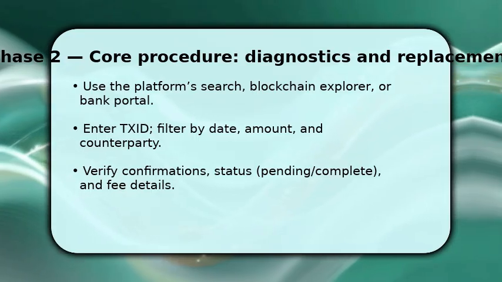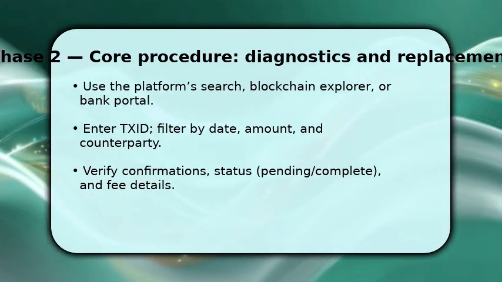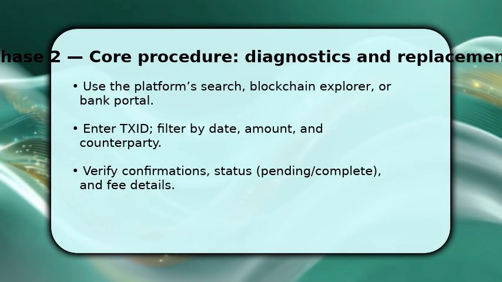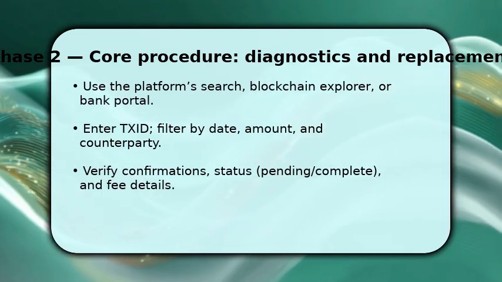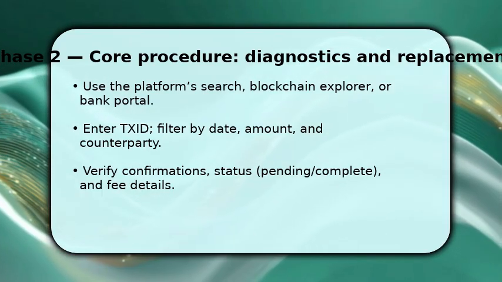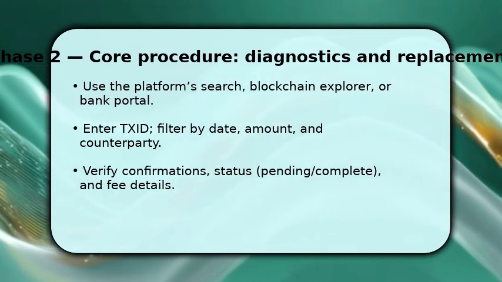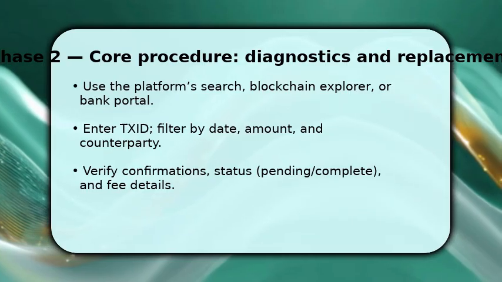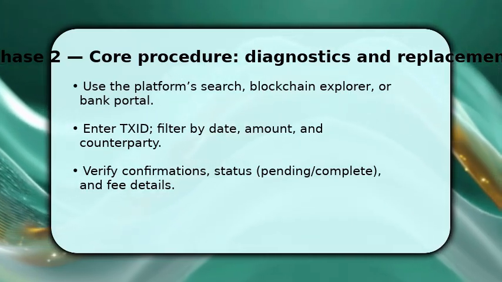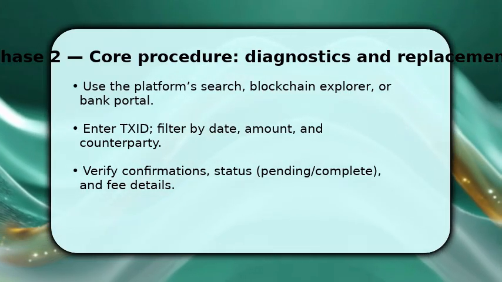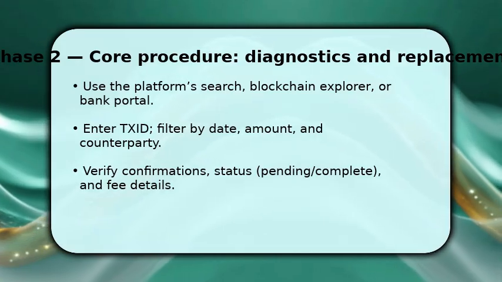Make sure the counterparty matches. You'll see status indicators and confirmation counts. Those explain timing and finality. If you need proof, export or screenshot the lookup result and annotate the timestamp so auditors or support teams grasp the timeline quickly. You finish by using the verified TZID to escalate or close the loop.